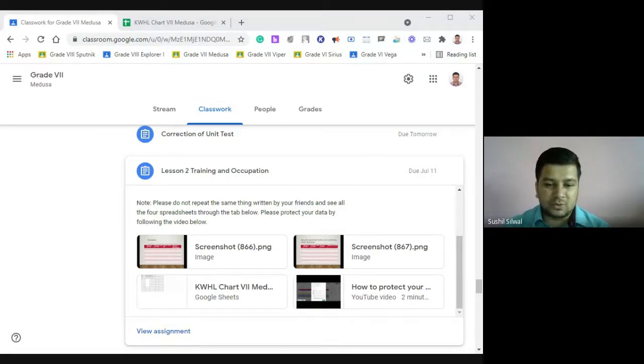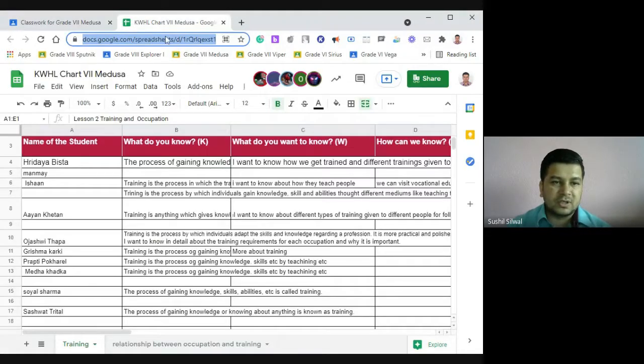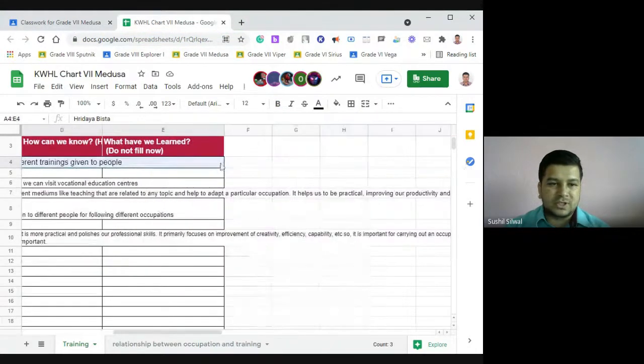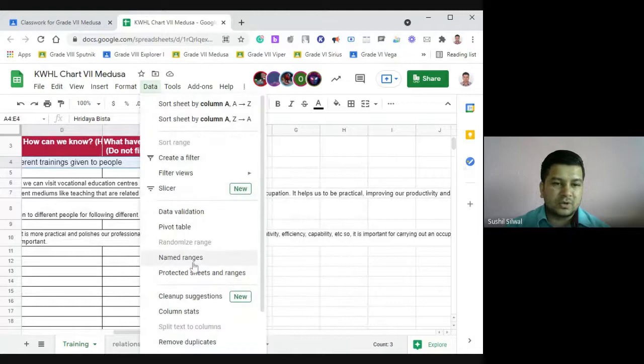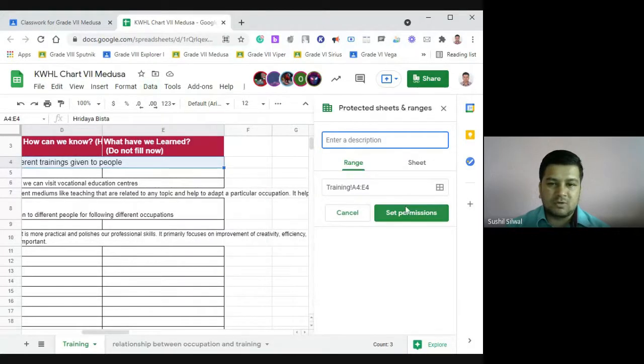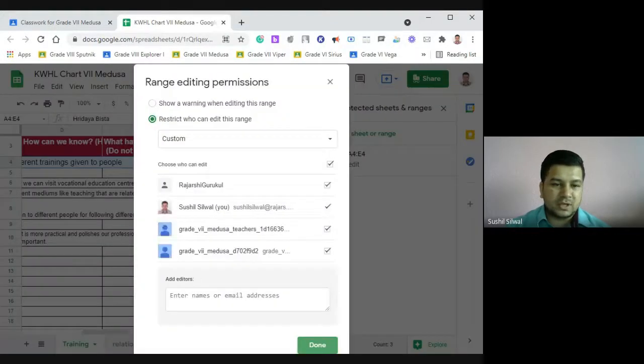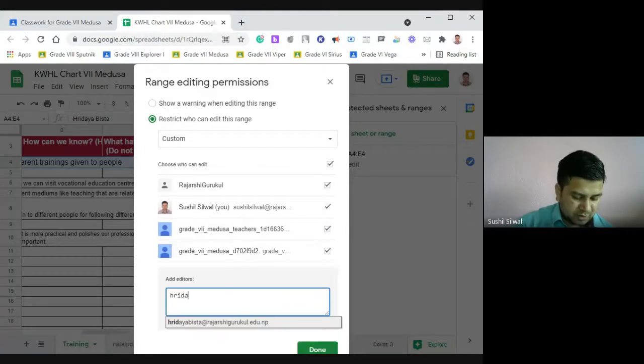However, I can just show it to you very quickly. It's the same thing. If you just go here, read it. The whole row can be selected. Just go to Data, then go to Protected sheets over here, then set permissions, and then here you type who needs to edit.